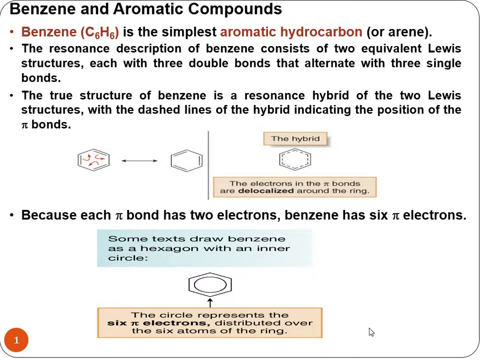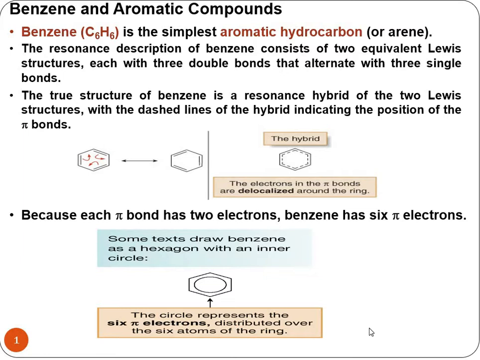The resonance description of benzene consists of two equivalent Lewis structures, each with three double bonds that alternate with three single bonds. The true structure of benzene is a resonance hybrid of the two Lewis structures, with the dashed line of the hybrid indicating the position of the pi bond. Look at these two structures and the shifting of bonds from one position to another.